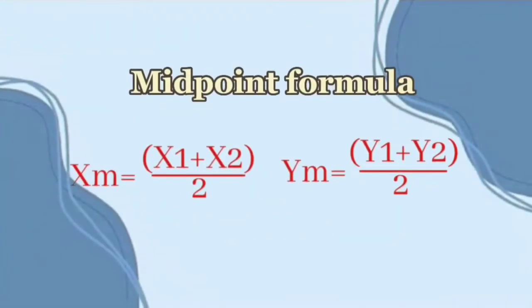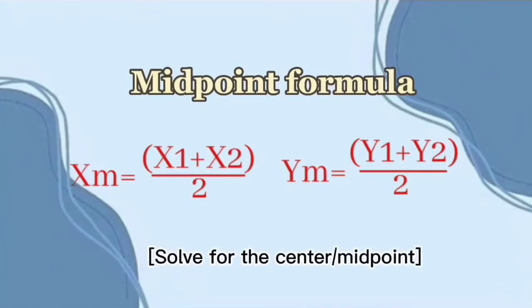Midpoint formula. Before finding the standard equation, we should first find the center or midpoint of the two endpoints. Xm equals x sub 1 plus x sub 2 divided by 2. Ym equals y sub 1 plus y sub 2 divided by 2.